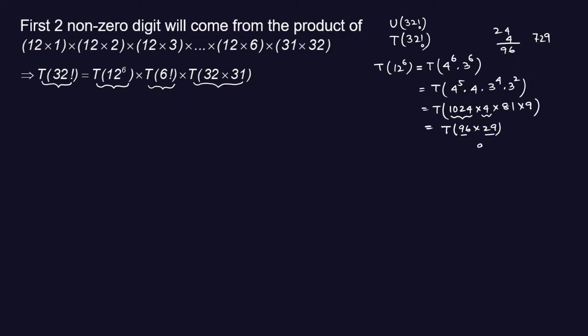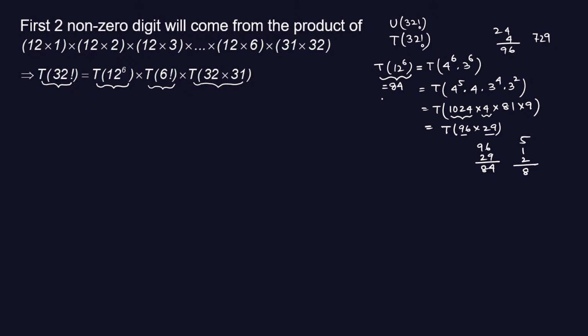We have already learned this. 9 6s are 54, keep 5 in hand, then cross multiply, 9 9s are 81, 6 2s are 12, only 2 we will write. So it is coming to 84. Therefore, for 12 to the power 6, the 2 non-zero digits at the end will be nothing but 84. Am I correct or not? Have you understood this or not?